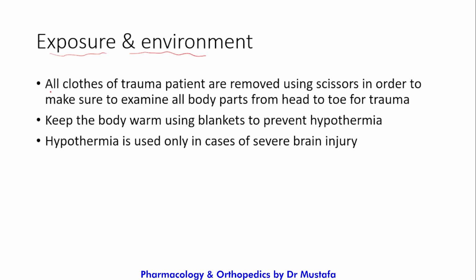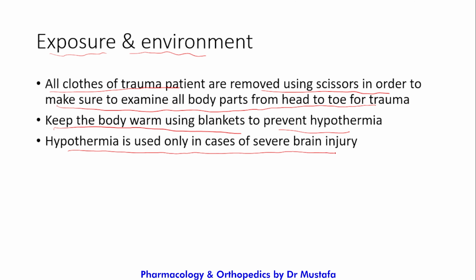After the disability comes the exposure and the environment. All clothes of the trauma patient are removed using scissors in order to examine all body parts from head to toe for trauma, and the body is kept warm using blankets to prevent hypothermia. Hypothermia is used only in cases of severe brain injury to save the rest of the brain that is not injured.